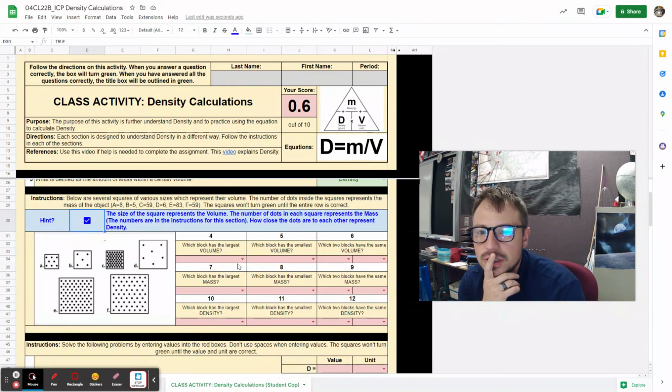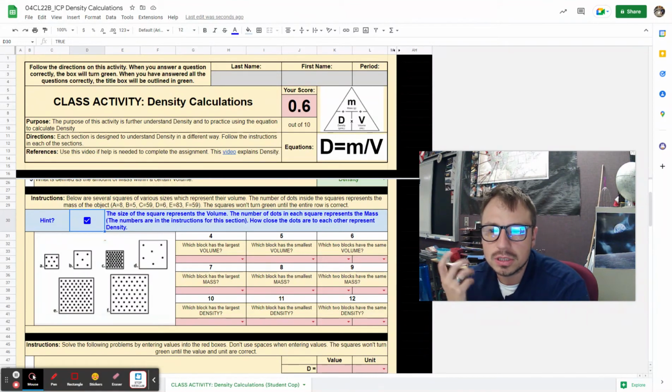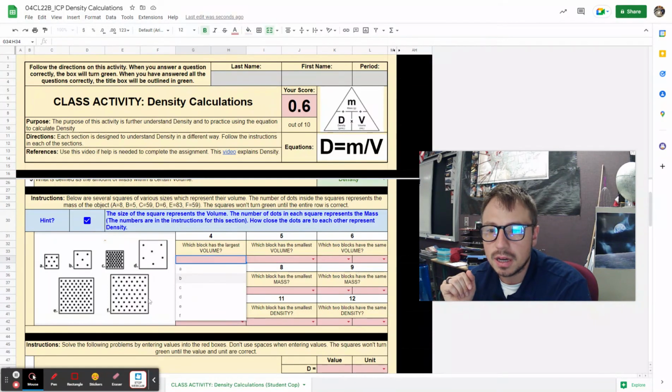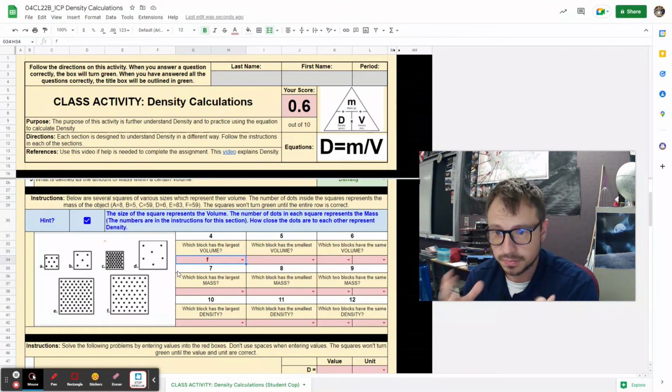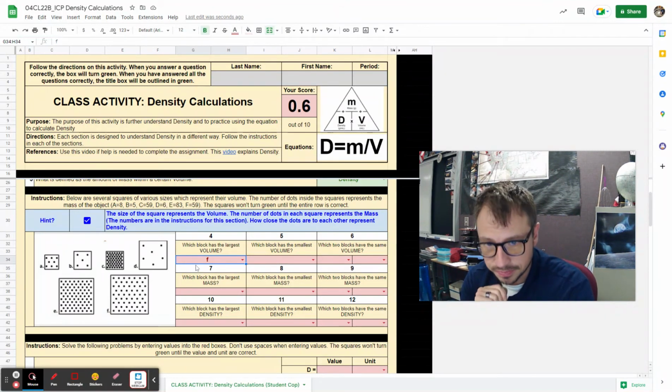So let's look at this first one. Let's look at volume. Which block has the largest volume? Well, which one takes up the most amount of space? So that's going to be F. I can see that. Now notice this did not turn green. That doesn't mean I got it wrong. I would just have to get question 5 and 6 correct in order for that to turn green. But I just want to go over what each of these sections represent.